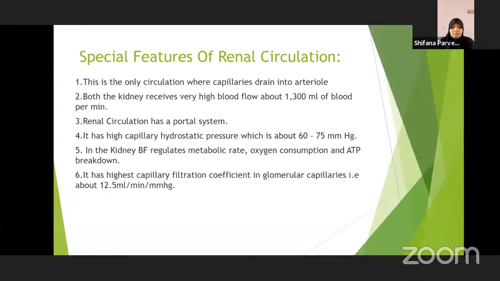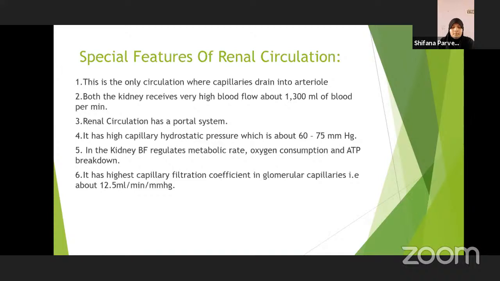Let's move to the special features of renal circulation. Renal circulation has some peculiar features. The first one is that this is the only circulation where capillaries drain into arterioles. Elsewhere in other circulations, the capillaries drain into the venous system or venules, but in the kidney, the glomerular capillaries drain into efferent arterioles. The second one is that the kidney receives very high blood flow, about 1300 ml of blood per minute.